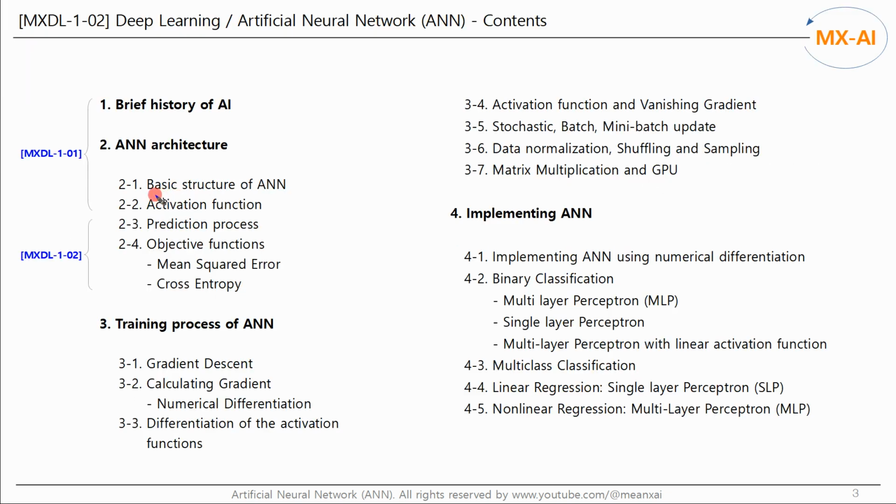In the last video, we looked at the basic structure of ANN. In this video, we will see how ANN works. We will look at the ANN's training process later and look at the prediction process first. And let's look at the objective function used in the training process. Mean squared error, binary cross entropy, and cross entropy are used as the objective functions of ANN.